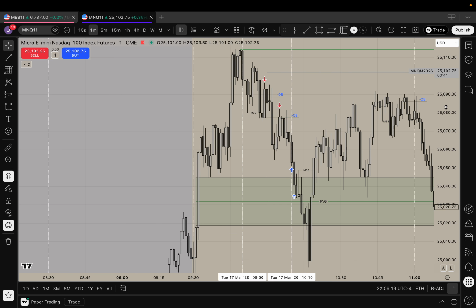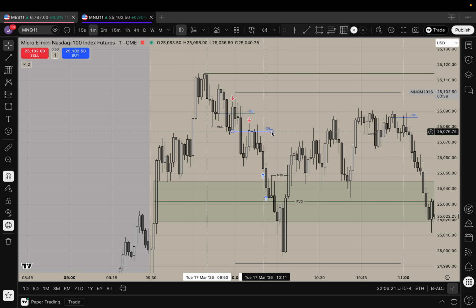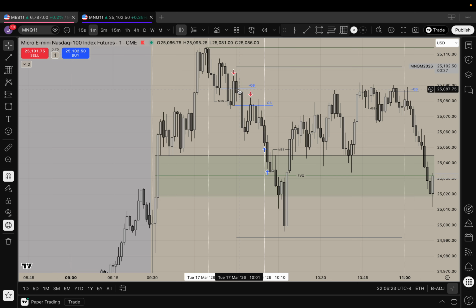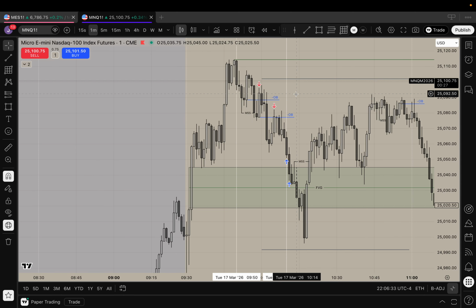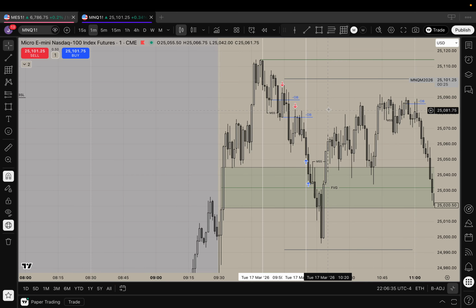So I saw a market structure shift and then an order block, and I saw a post from ICT that he was expecting bearish price action. That just confirmed my bias. But yeah, I was kind of just looking for a move during this macro and then into the kill zone, and we get a market structure shift here, move up into the order block.